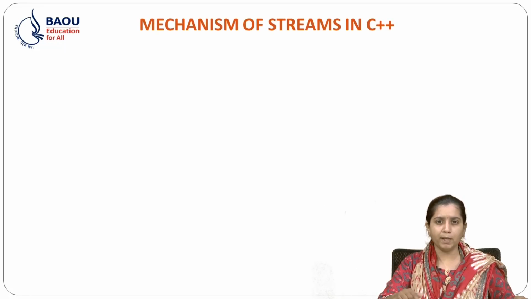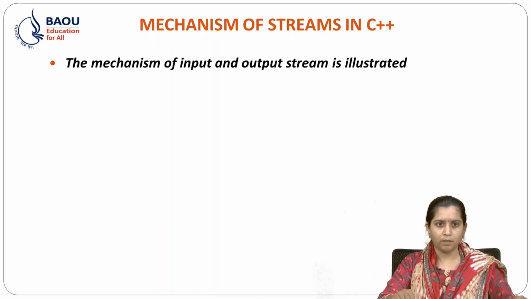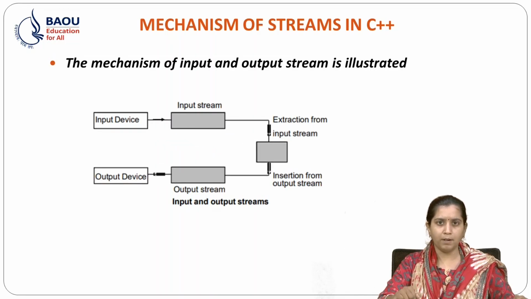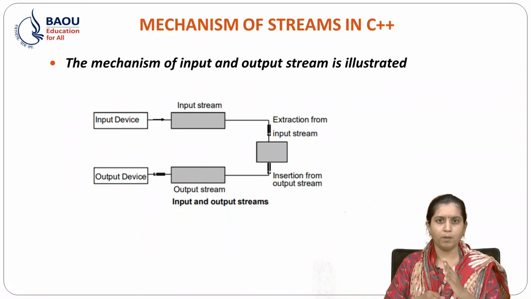Now let's see the mechanism of streams in C++. For example, data in the source stream can be used as input data by the program. So the source stream is also called the input stream. The destination stream that collects output data from the program is known as the output stream.